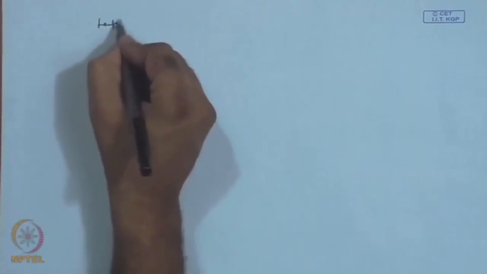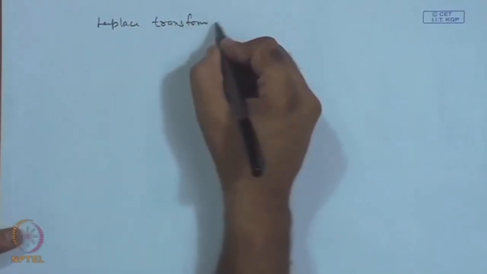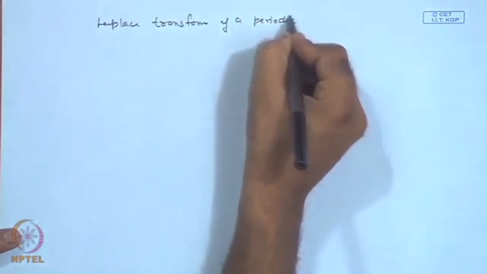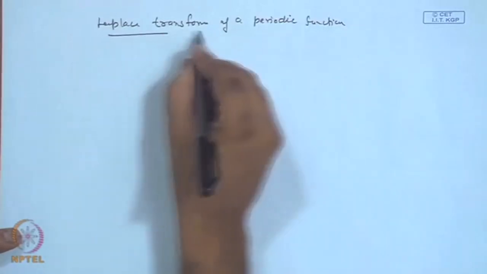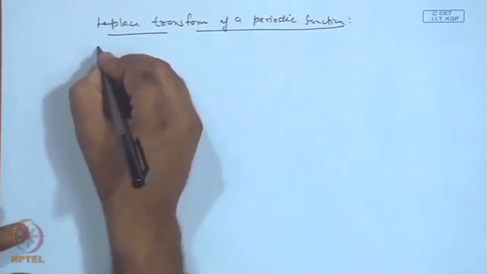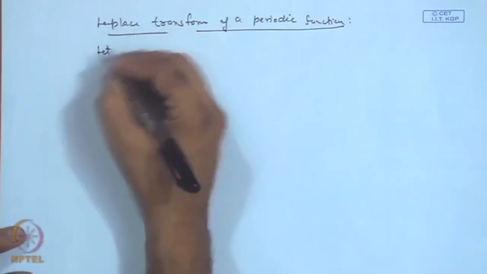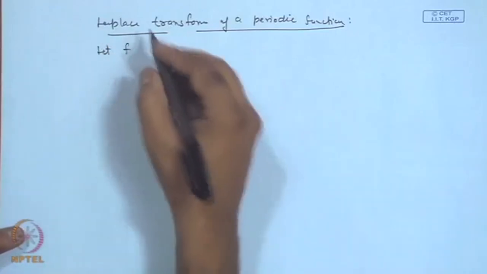So, the next property is for the periodic function: the Laplace transform of a periodic function. If a function is periodic, we can get this Laplace transform with a formula, which is much simpler than going directly by the definition.